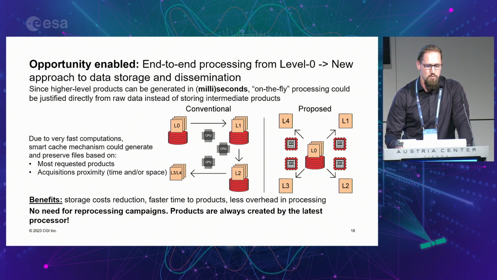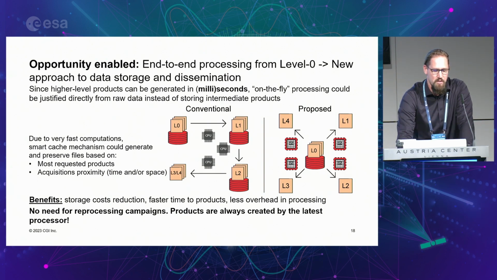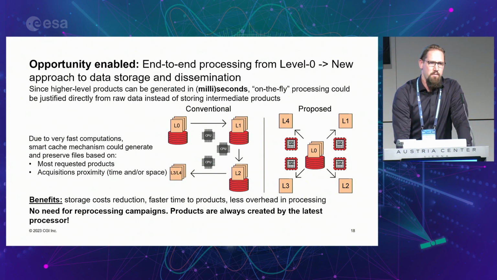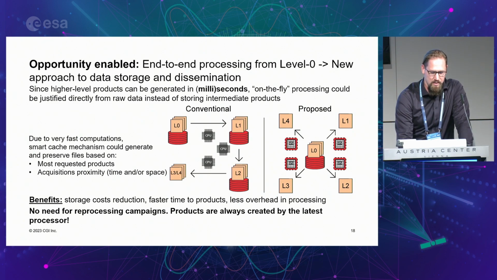You wouldn't have to store your intermediate products, so you could save on storage costs, but also you would never have to do any reprocessing campaigns, because you would always be processing your level 0 data with the latest processor. So this is a concept we believe could really fly in the next years.